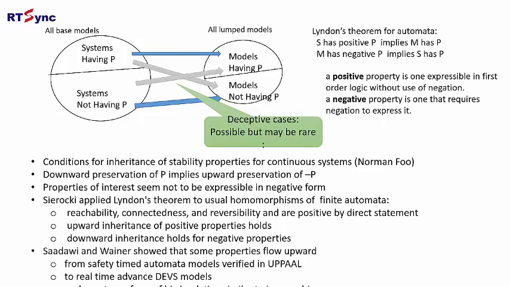Sadawi and Wiener showed that some properties flow upward from safety-timed automata verified in UPAAL to real-time advanced DEVS models. So there's an instance again where proving a property through model checking for a simplified model can imply that the property holds also for the more complex system from which it's developed.